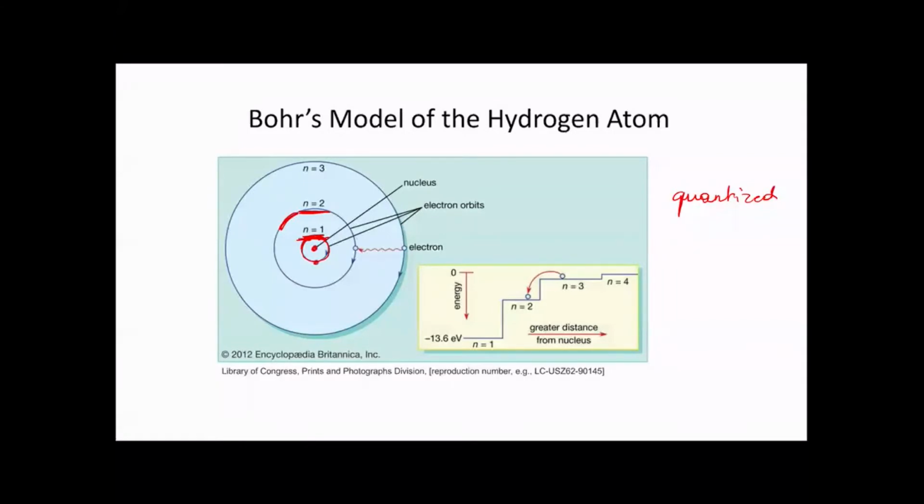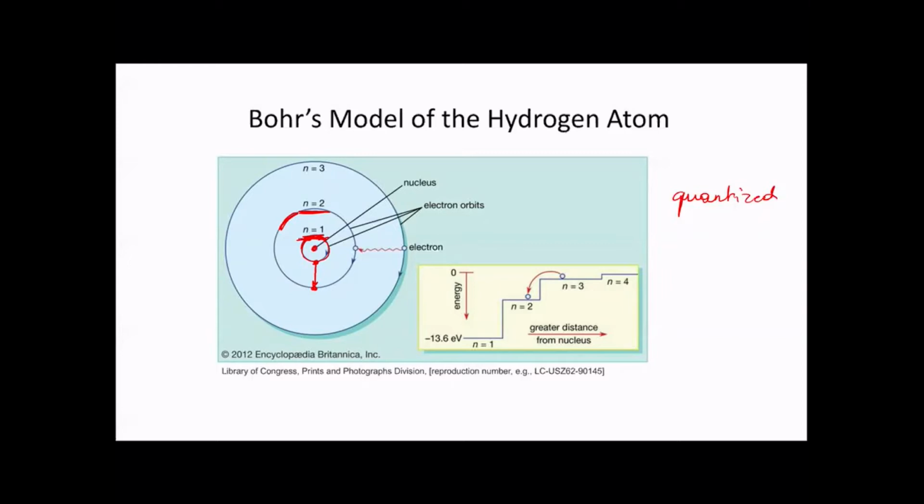Now, for an electron to move from a lower energy state into a higher energy state, let's say an electron is moving from N equals 1 to N equals 2 orbit, it means that the electron must absorb a photon to get the extra energy it needs to jump from the lower energy state to the higher energy state. That photon will have an energy equal to the difference between these two energy levels.